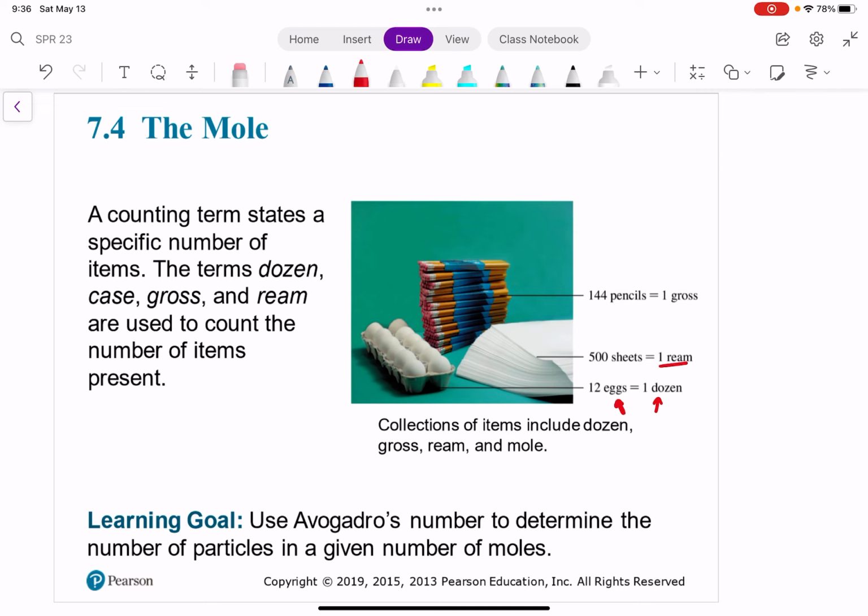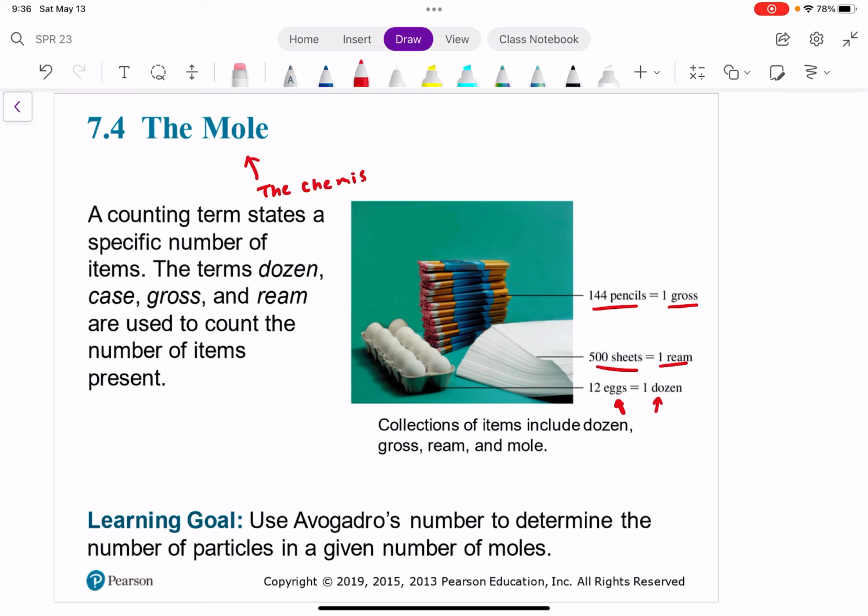Likewise, if you have a ream of paper, you have 500 sheets of paper. If you have a gross of pencils, you have 144 pencils. So these are common terms that we can use to count the number of items that we have of various items. So the mole is actually, some people call it the chemist's dozen.